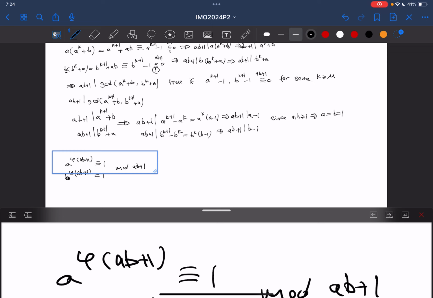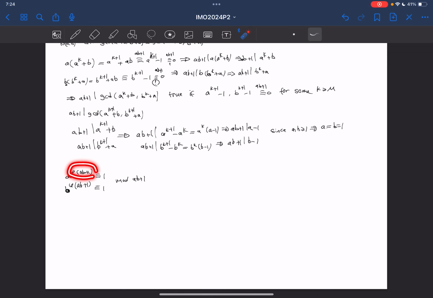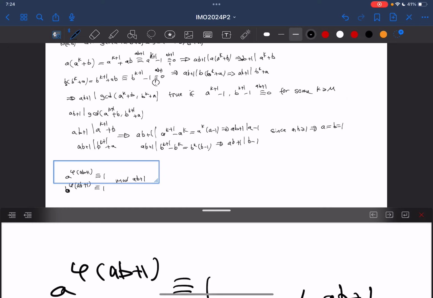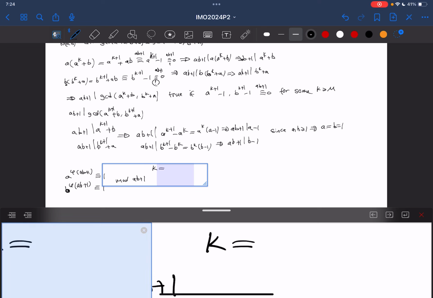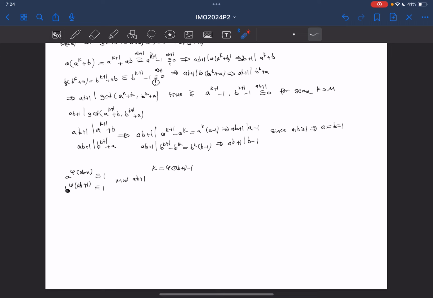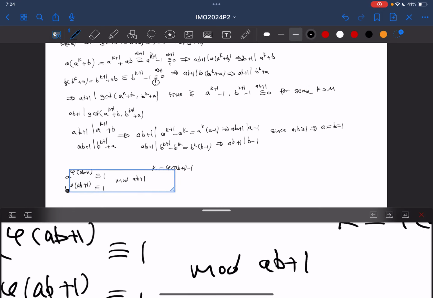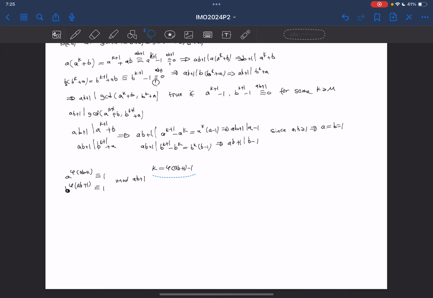And so now the question is, okay, fine, I have found a value that I can plug in here, but here I also need this value to be very large, right? So here I can just say, okay, let k be phi of ab plus 1 minus 1. Then I would have this identity here, but the question is whether this is large enough. It has to be larger than m, or at least m, right? And that's actually not a problem.